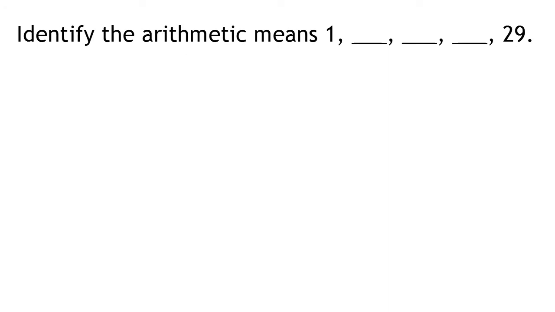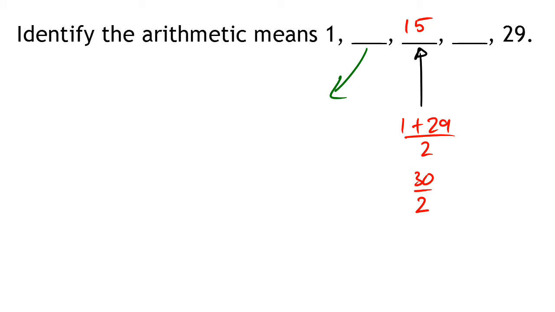Identify the arithmetic means. I can see that this particular value right here is in between the 1 and 29. So if I was to take, for example, 1 plus 29 over 2, which of course is 30 over 2, I would get that this particular value would have to be 15. And now that I know that that's 15, I can then go ahead and calculate this. This arithmetic mean would have to be 1 plus 15 over 2. Of course, 16 over 2 is the number 8.